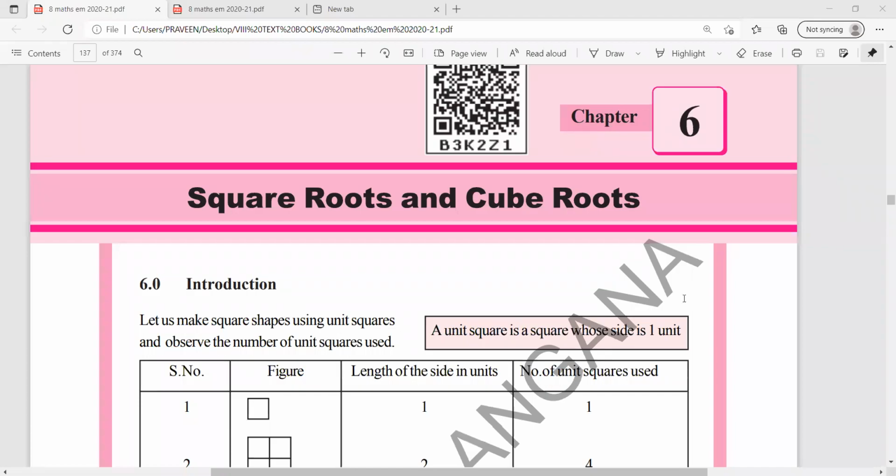Hello, everyone. In the previous classes we started the square roots and squares concepts, and the cube roots concepts. The square root concepts are clearly completed, and I started the cube roots concepts. I think there were one or two exercises, and I think we have completed them.